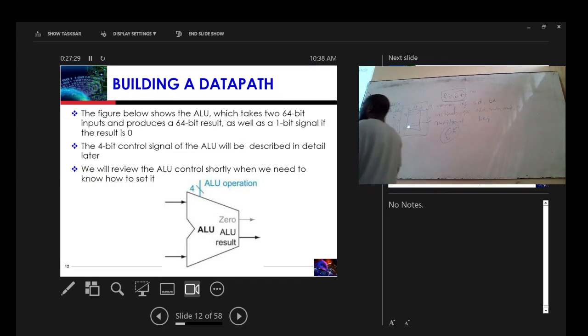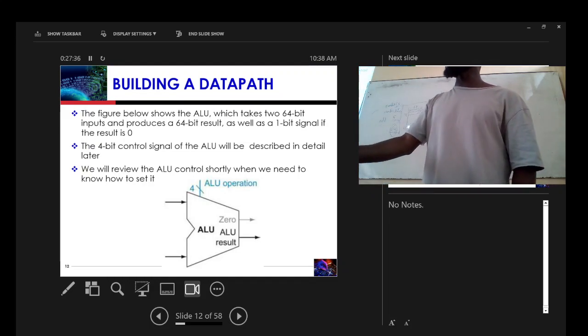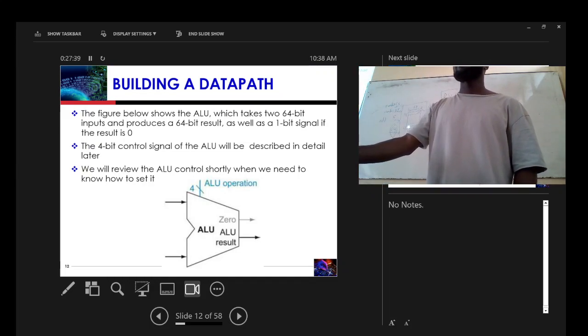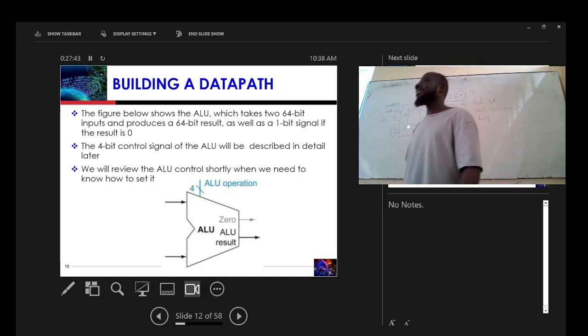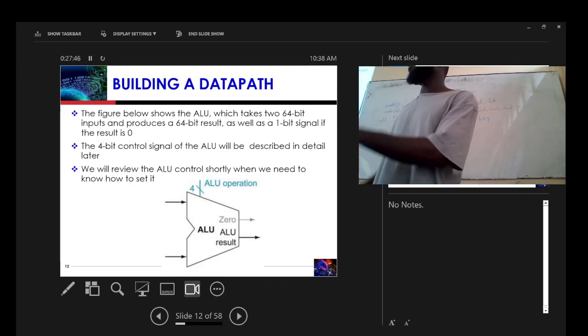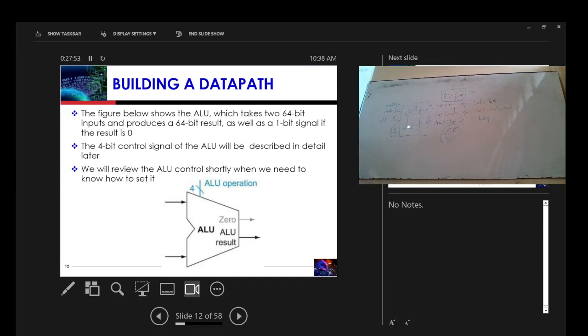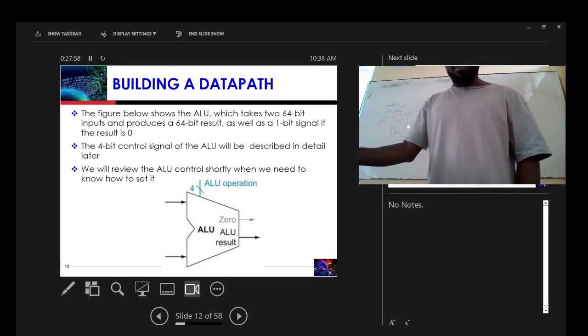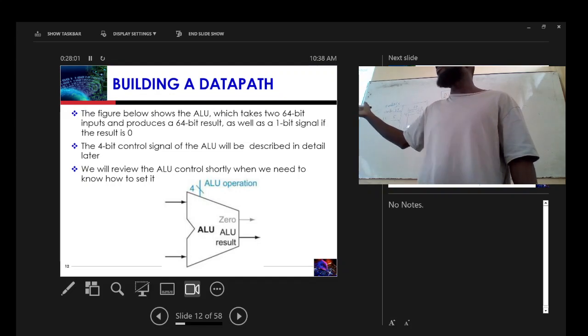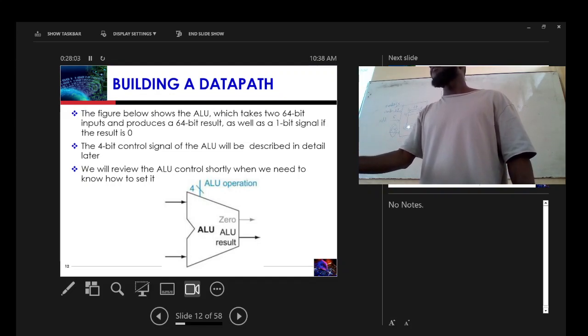Now a very important signal here is the zero signal. Zero is just 1 bit, right? What does it do? Who knows what the zero signal here does? It's just 1 bit. So what does it do? It's an output from the ALU.